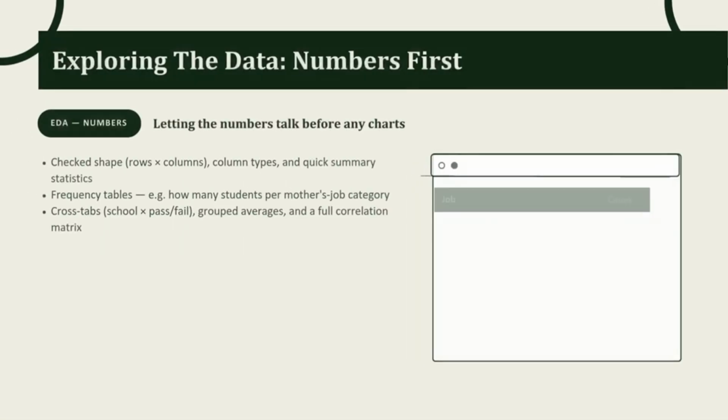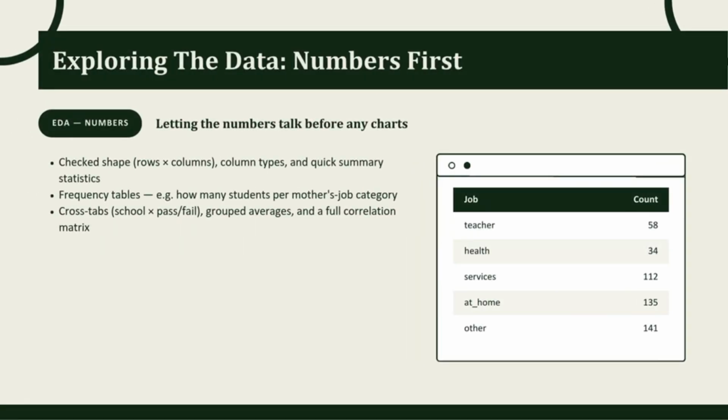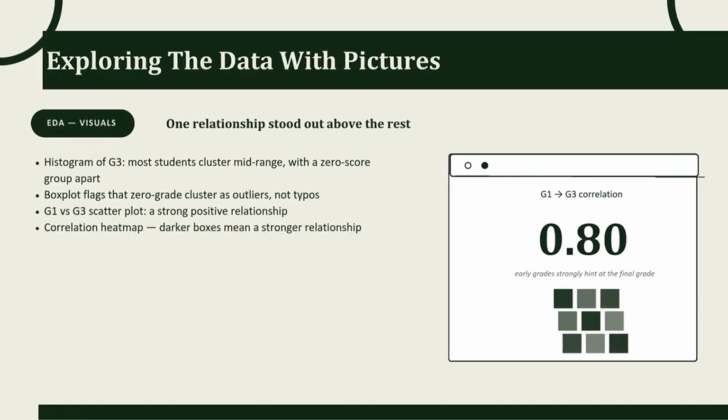Before making charts, we explored using plain numbers, taking row and column counts, data types, and building frequency tables, like how many students' mothers work in each job category. We also cross-tabulated things like school versus pass/fail and built a correlation matrix to see which numbers move together. Then we explored visually.